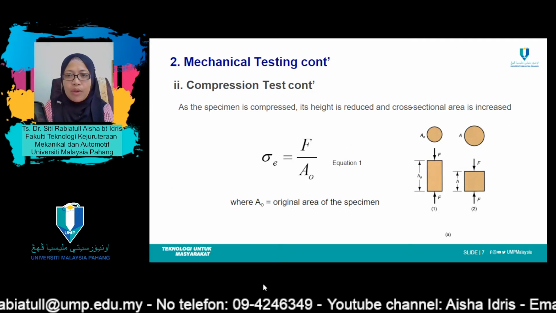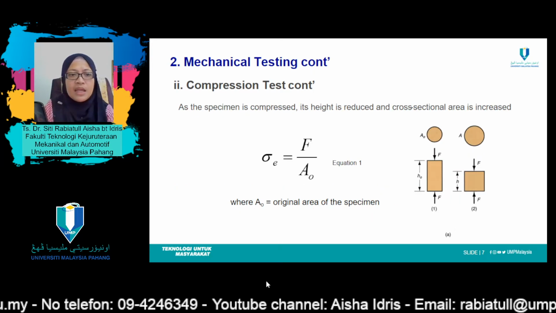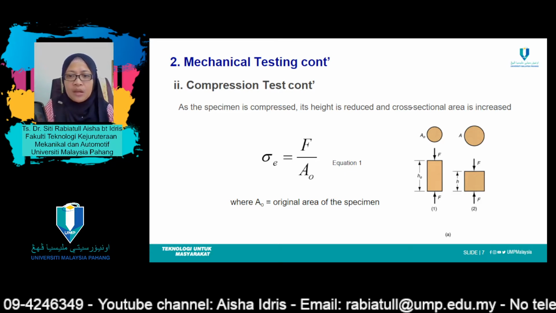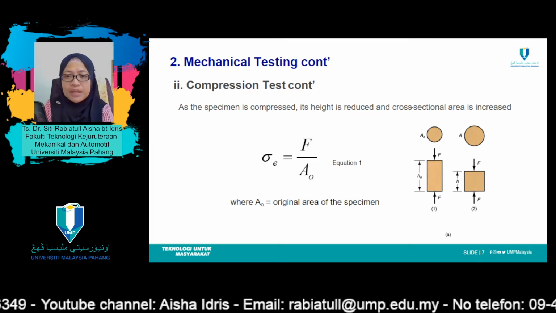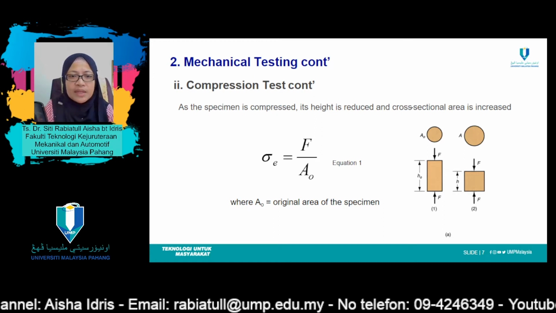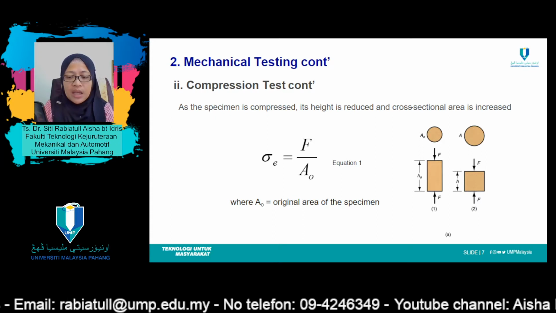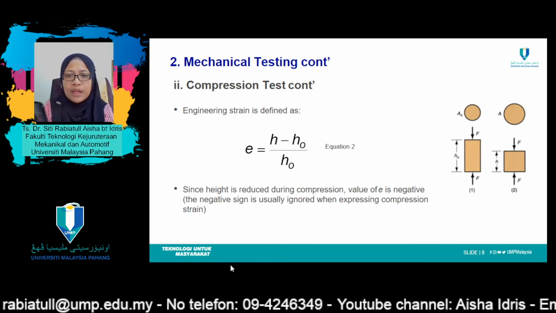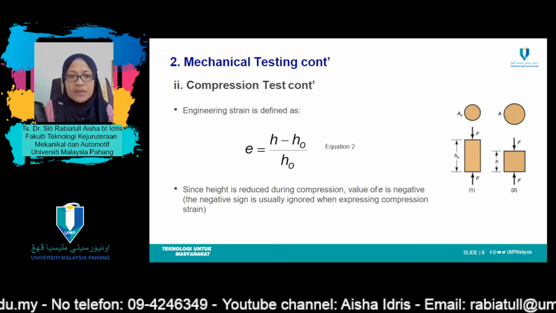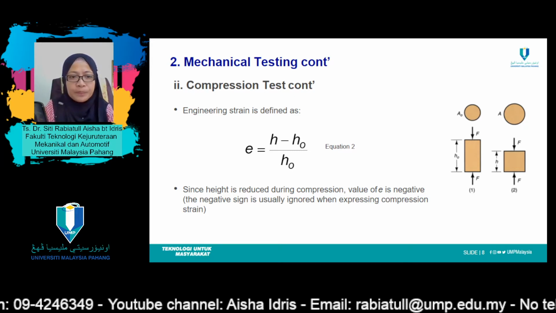If you look at equation number 1 and equation number 2 over here, they are utilized to compute compressive stress and strain. This one is for compressive stress and this one for strain. By convention, compressive force is taken to be negative, which yields a negative stress. Meanwhile, for engineering strain, since H naught is greater than the value of H, compressive strains computed from equation number 2 are also negative.